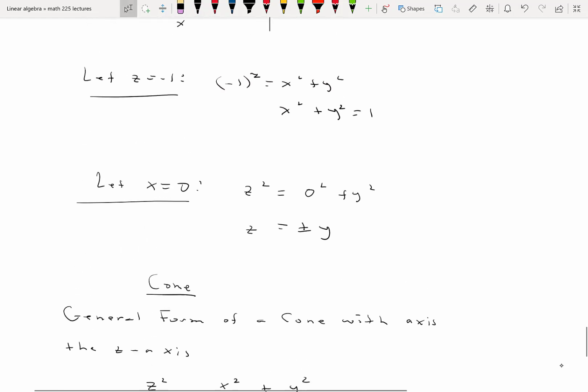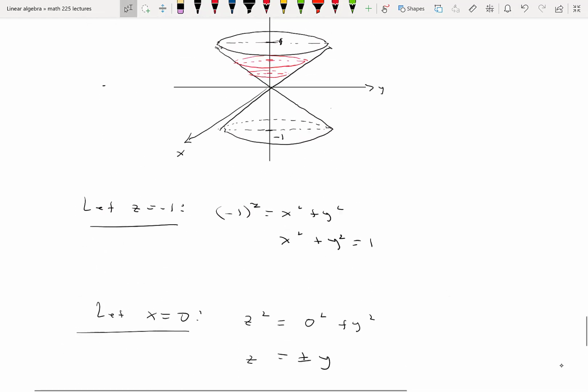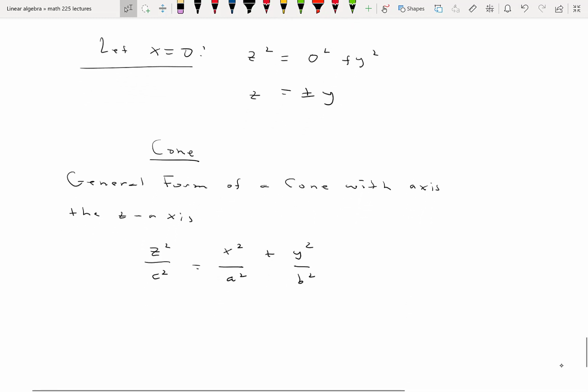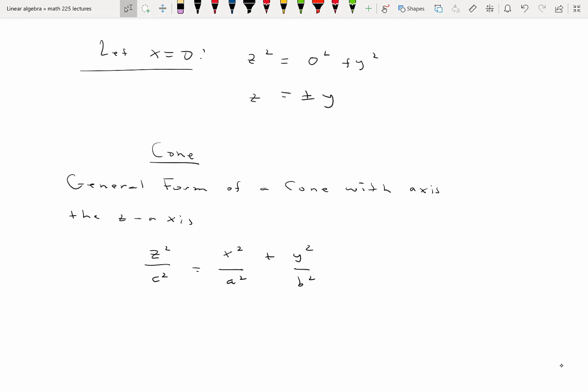When you change a, b, and c, you change the cross section of the cone to being different circles, or more generally, here's a good spot check for you if you remember your conic sections. If z equals a constant, what do we get? x squared over a squared plus y squared over b squared equals a constant. Those are ellipses. So these cones can have cross sections of circles, but they could also have cross sections of ellipses, and we still call them cones.